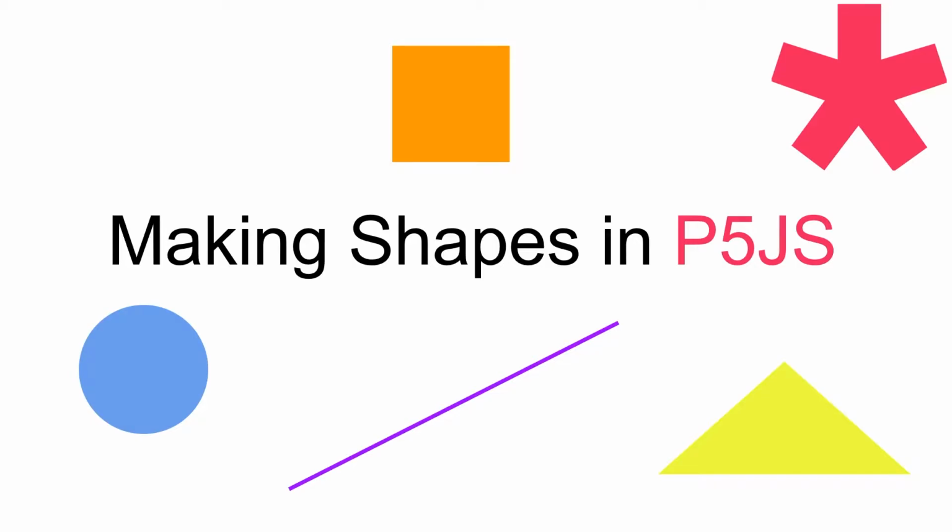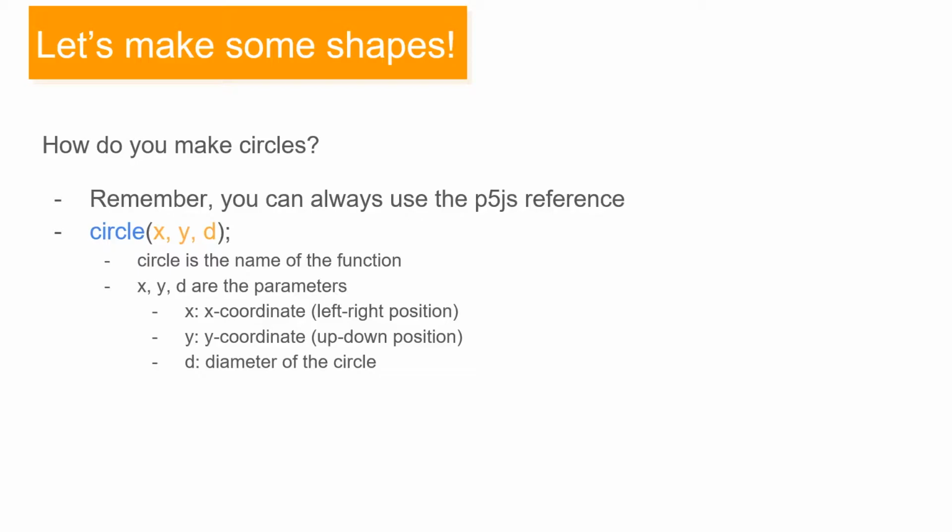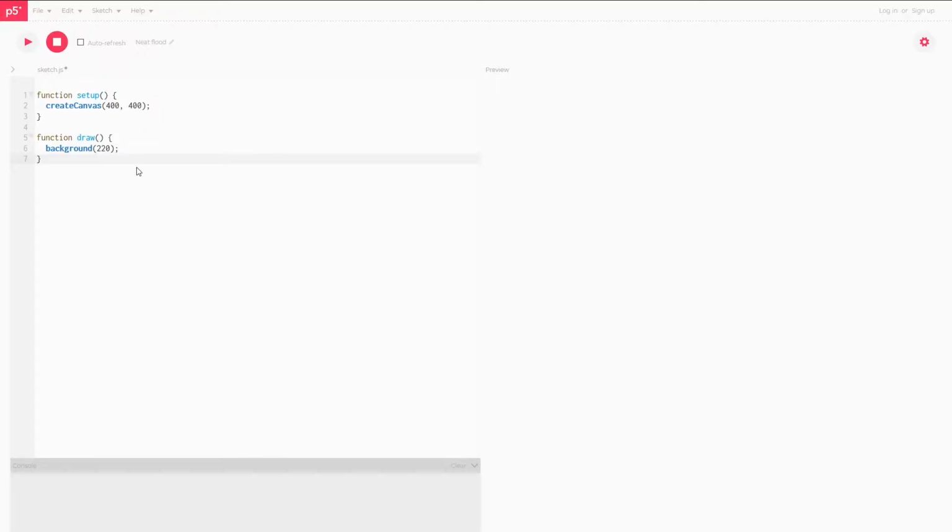The first thing we should go over is how to make basically any shape. One of these shapes is going to be our circle, and we can make it by typing in circle and specifying an x coordinate, a y coordinate, and a diameter. Remember, the x coordinate is your left and right position, your y coordinate is your up and down, and your d is going to be your diameter, which is the length from one side to the other, the circle passing through the center. So if we hop over to the code, then we can get started.